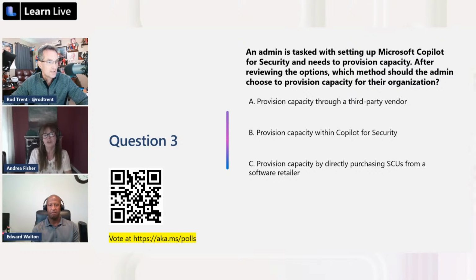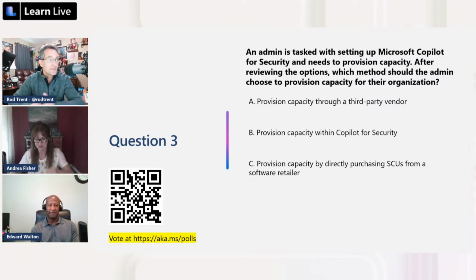I could see why some people would think C was the answer, because that's what you do with the majority of Microsoft tools, and that's important to highlight. This is not licensing. People keep saying licensing. I'm like, don't say licensing. This has nothing to do with licensing at all. There may be some things that you license, like Defender and I don't know. But Copilot for Security is not licensed, right? It's compute, it's consumption.